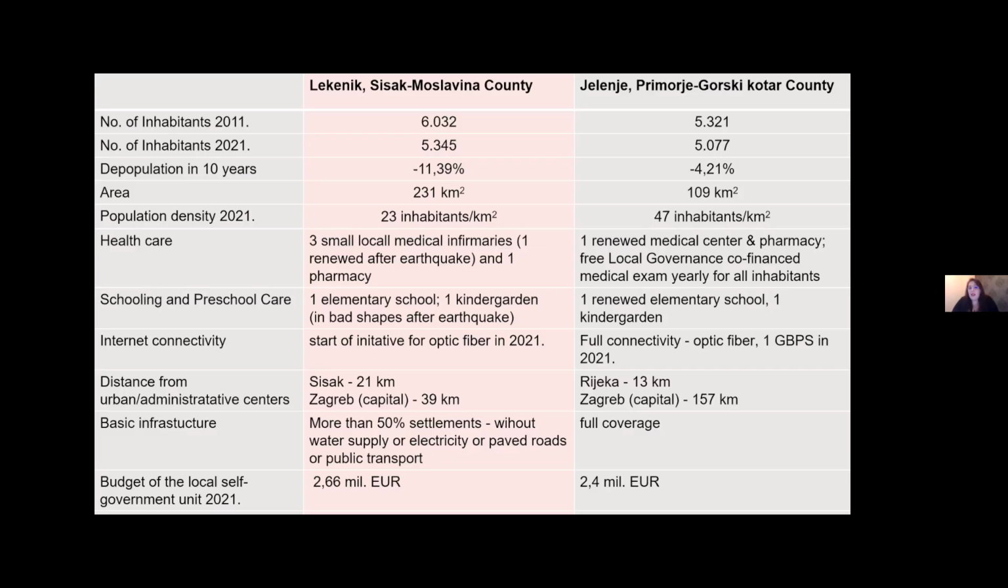The coastal one, Jelenje, has a renewed elementary school, a renewed kindergarten, full connectivity, and it's quite distant from the capital, Zagreb, but has a big urban center near, Rijeka. The basic infrastructure is fully covered. On the other hand, in Lekenik, almost 50% of all settlements have no water supply whatsoever or electricity, and the budget of the local governments is more or less the same.